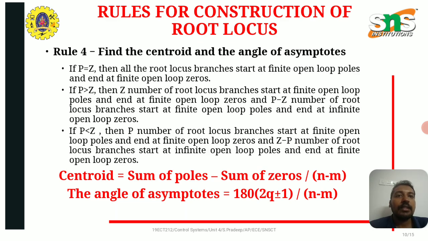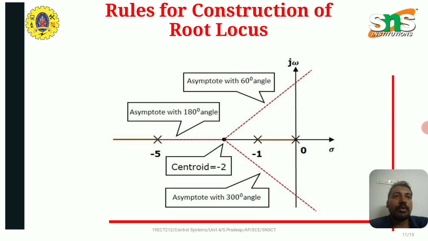If p is less than z, then p number of root locus branches start at finite open loop poles and end at finite open loop zeros, and z minus p number of root locus branches start at infinite open loop poles and end at finite open loop zeros. Centroid equal to sum of poles minus sum of zeros divided by n minus m. The angle of asymptotes equal to 180 times (2q plus or minus 1) divided by n minus m. The asymptotes with 60 degree, 180 degree and 300 degree angles are shown in this figure. The centroid is calculated as minus 2.